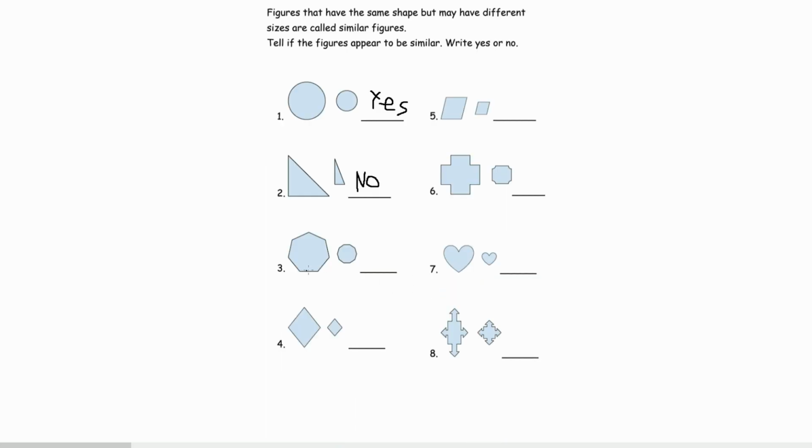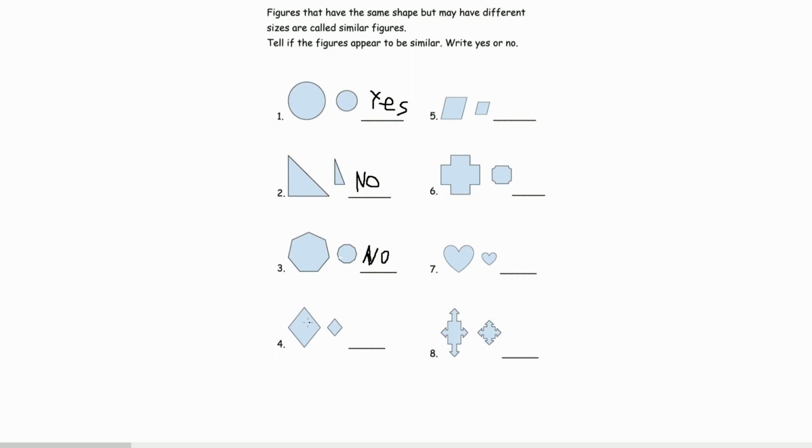Number 3, we have 1 side, 2, 3, 4, 5, 6, and 7 sides. And for this one, we have 1, 2, 3, 4, 5, 6, 7, 8, 9, and 10. So the number of sides is different. So this one would be a no.